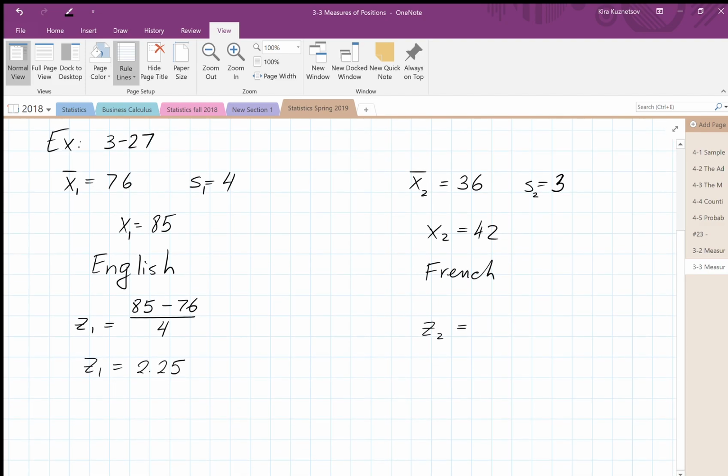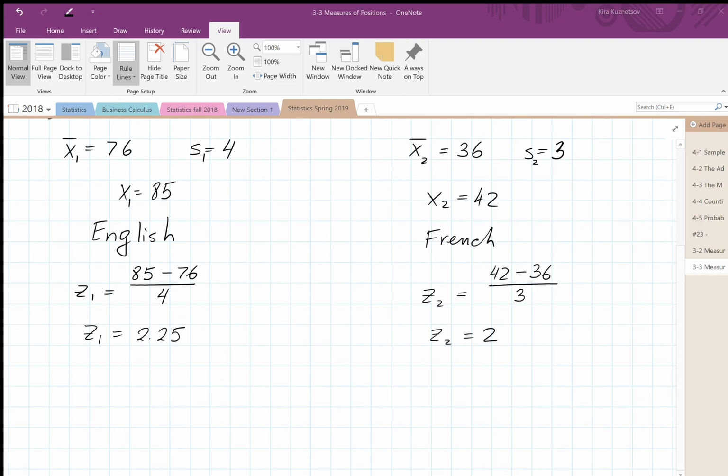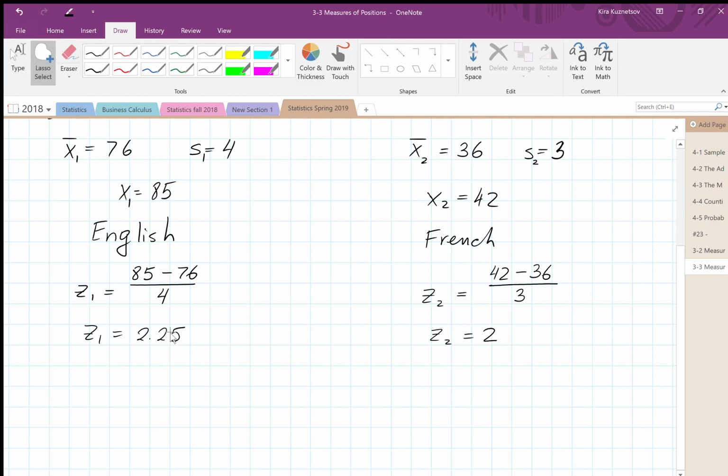On this side, x, 42, minus the mean 36, divided by the standard deviation. So 42 minus 36 divided by 3. So z sub 2 is 2. So in a sense, the English is a higher grade than the French because this is 2.25 standard deviations away, and this one is 2 standard deviations away.